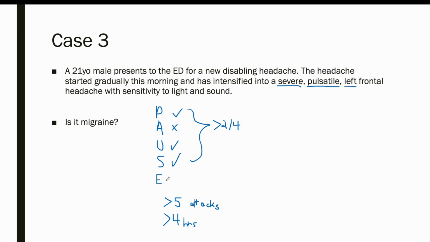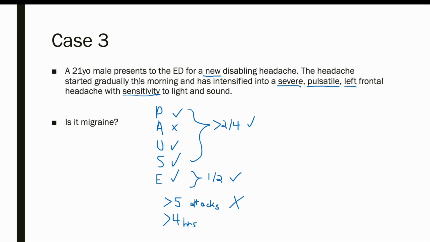And then for the extra symptoms, we need to know if he has nausea, vomiting, or sensitivity to light and sound. And he does have some sensitivity to light and sound. So he does meet criteria for having at least one of the 2 of these. So initially, it seems like he is meeting criteria for migraine. Now, when we move back to whether he's had greater than 5 attacks, it looks like this is his first migraine, if this is in fact migraine. So he doesn't meet that criteria of having at least 5 attacks.